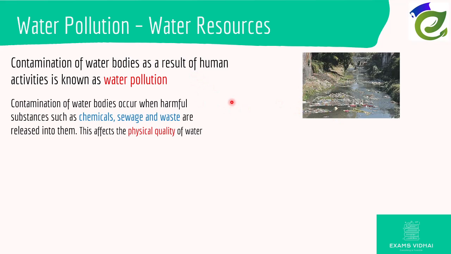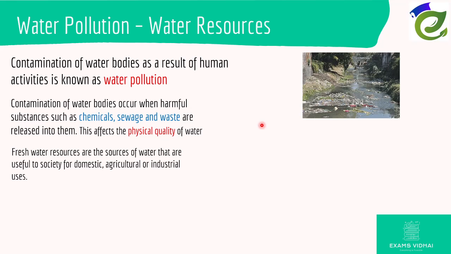When we contaminate or pollute a water body, chemical sewage and waste are released into the water, which affects the physical quality of water. By physical quality, you can say physical property, and the first physical property that we learned in the second video is that it should be colorless, odorless and tasteless. But here you can see it's a light brownish color and would also give odor. So this destroys the physical property of water.